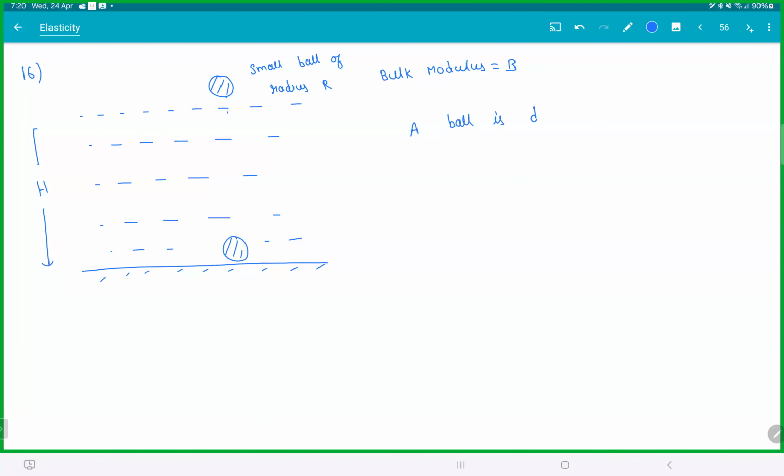A ball is dropped into a liquid, into a lake of depth h. So find the change in radius of the ball at the bottom of the lake. Delta r when it sinks to the bottom.